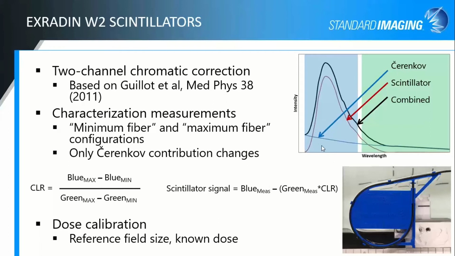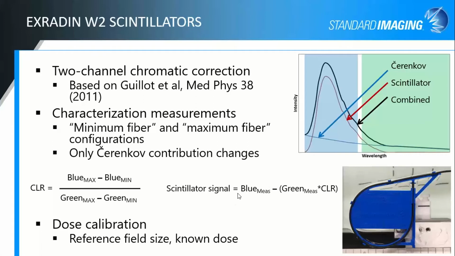And then in our optical detection, we look at the signal in the blue channel compared with the signal in the green channel in those two configurations. And from the difference in the blue channel divided by the difference in the green channel, when only that Cherenkov changes, we can create this Cherenkov light ratio correction. And with that correction, we can then account for the stem effect, the Cherenkov, in subsequent measurements by subtracting a certain amount based on the signal in the green channel from that blue channel signal.